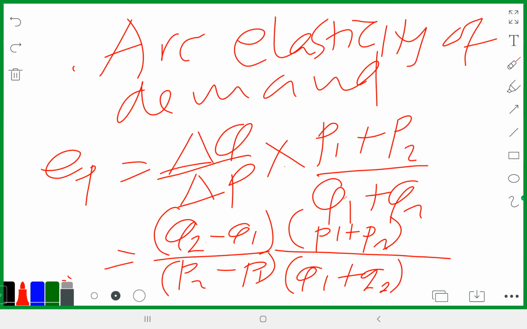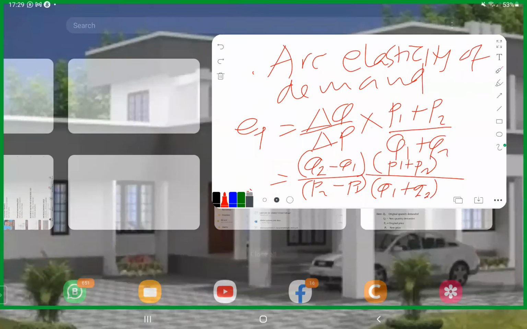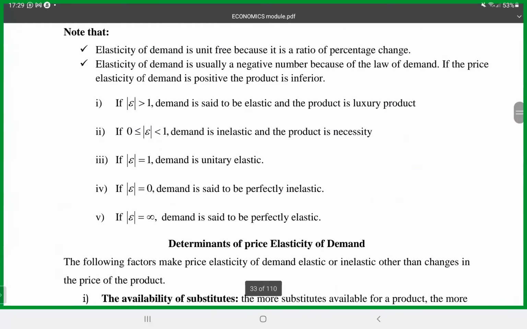We'll do the examples. Okay. We will do the examples first.